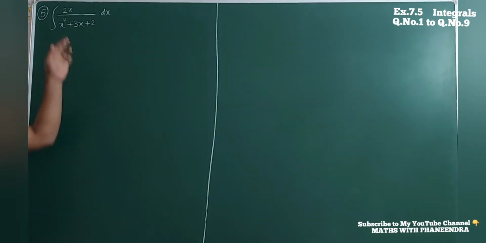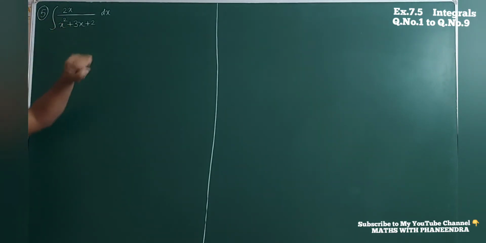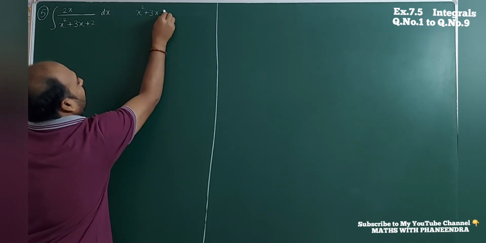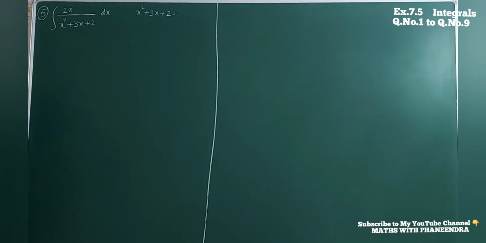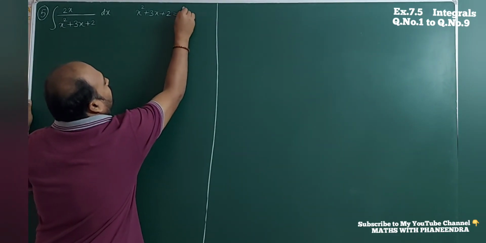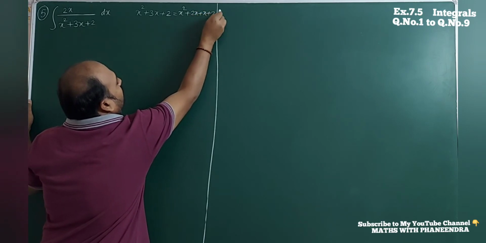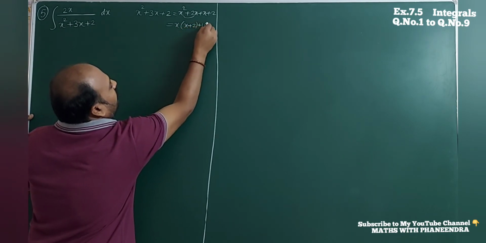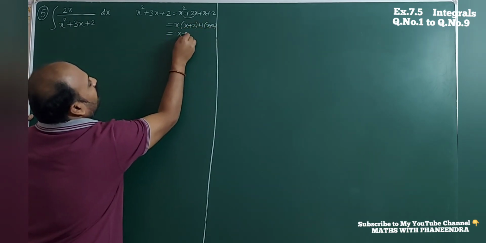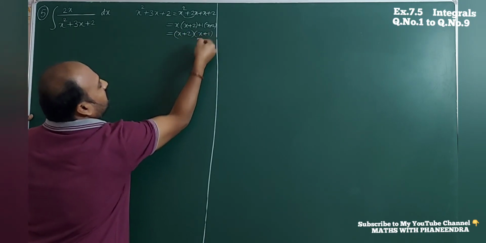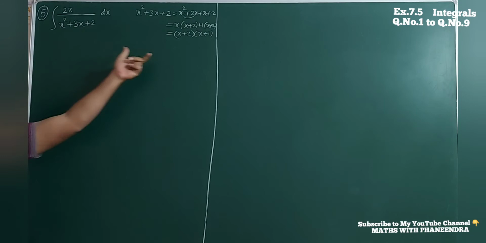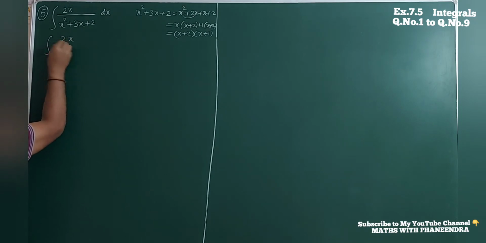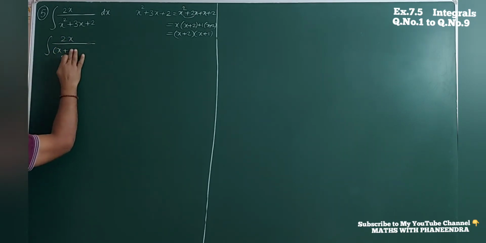The next question: integral of 2x by (x square plus 3x plus 2) dx. First, for x square plus 3x plus 2, we can check whether it is factorizable or not. 3x can be written as 2x plus x. So x square plus 2x plus x plus 2, from these two take x common, x into (x plus 2) plus 1 into (x plus 2). So (x plus 2)(x plus 1) are the factors of the quadratic expression, and we can write it as 2x by (x plus 1)(x plus 2).